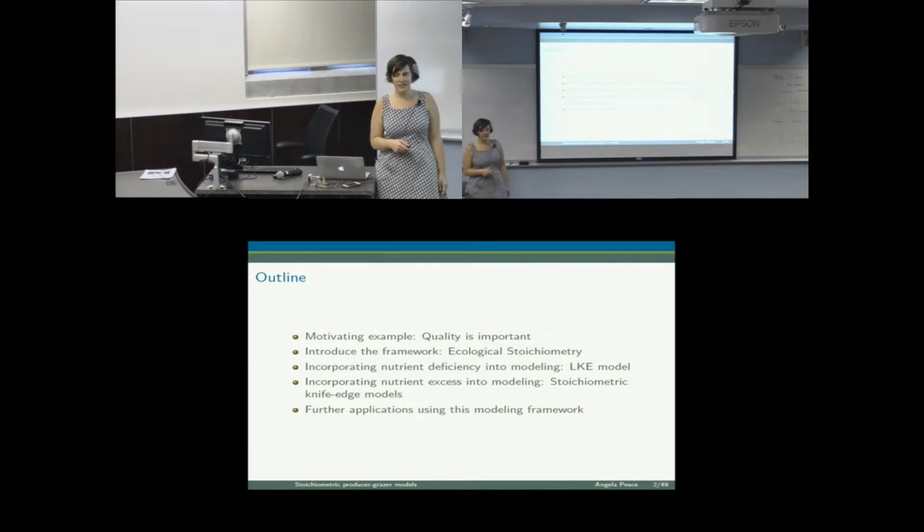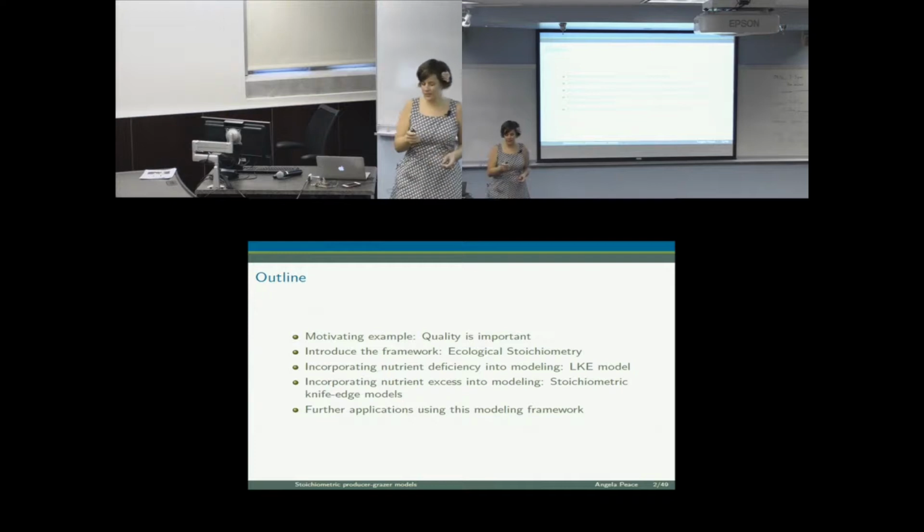I'll then introduce this theory of ecological stoichiometry, which provides a framework for including food quality into the models. I'll then go through the formation of a producer-grazer model that includes food quality. And that's done in 2 steps. The first step is this LKE model. This was actually done before my time, where they include nutrient deficiencies into a producer-grazer model. So the effects of having low nutrient levels.